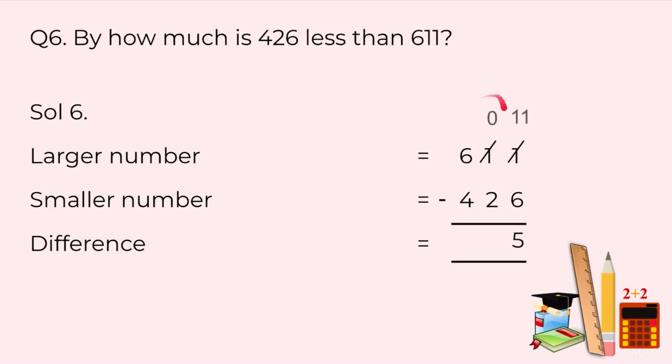Then from 0 you can't subtract 2. So we cut this 6, write 5 on top. Cut this 0, write 10 on top. 10 minus 2 will give us 8. Then 5 minus 4 will give us 1. So the answer is 185.